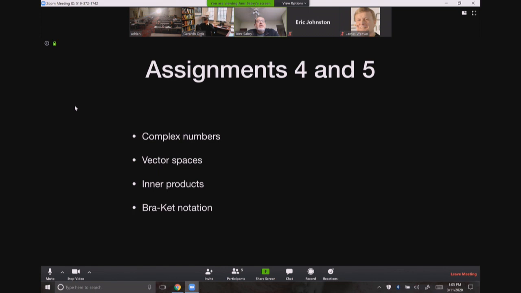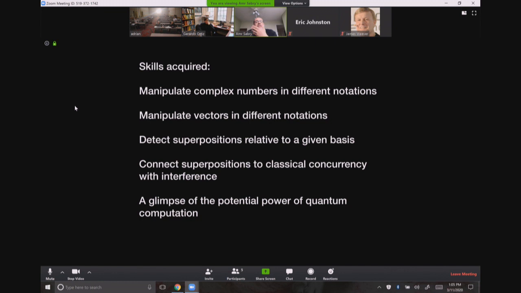And so we spent some time talking about this and doing a lot of drilling exercises to get them comfortable with these concepts. So they did acquire quite a bit of skill, being really comfortable with complex numbers, vectors, superpositions. You give them a superposition with respect to a basis and ask them, if you change the basis, is it still a superposition?